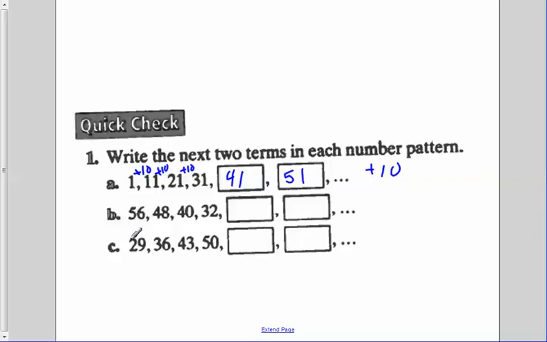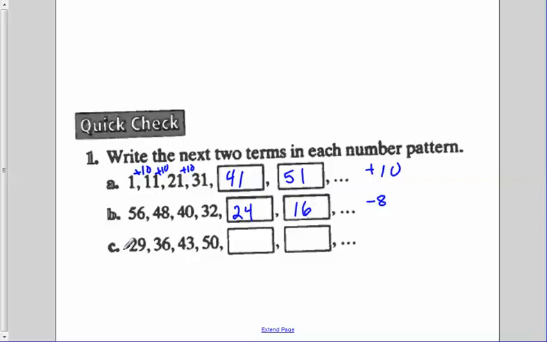Now for B, we have 56 and then 48. So we're going down already. We can see this. 56 minus 48, I'm sorry, it's 56 minus 48. Well, that's 8. So let's see if that same rule applies. 48 minus 8, I get 40. That's true. 40 minus 8, I get 32. That's true. So let's keep our rule happening where I subtract 8 from 32, and I get 24. And then I subtract 8 from 24, and I get 16.